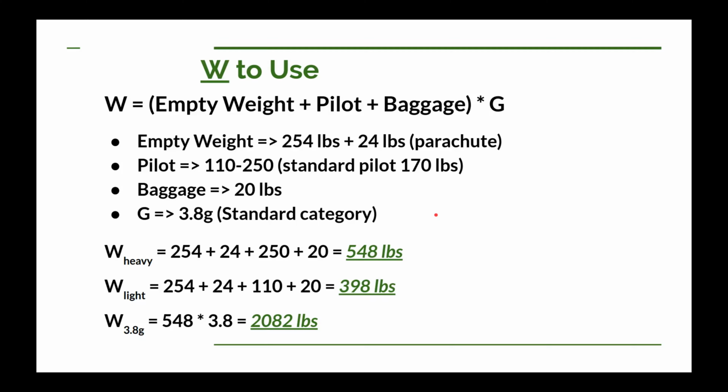Let's do a quick review of the weights that we were talking about. The main thing that we were varying on our weight calculations was the weight of the pilot. We wanted to be able to have a maximum of a 250-pound pilot and a minimum of a 110-pound pilot. And then we were also going to pull a maximum of 3.8 Gs, and with the heavy pilot, that came out to be 2,082 pounds. So the total weight of the airplane maximum was 548, the minimum was 398 pounds. And we were moving the location of these pilots, which also moved our CG.